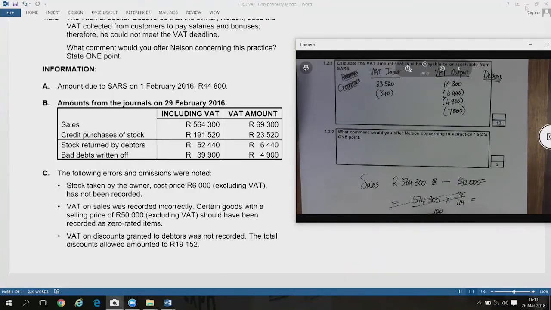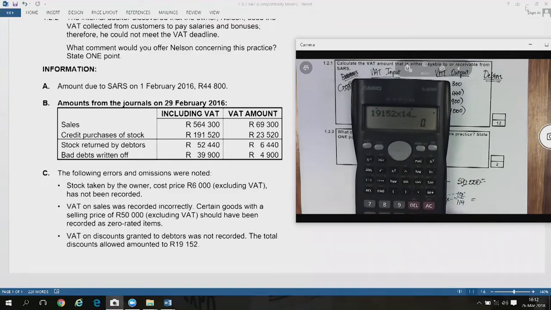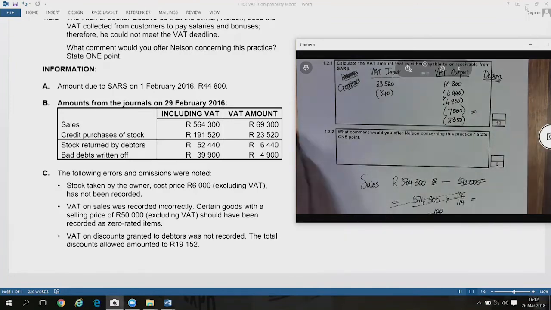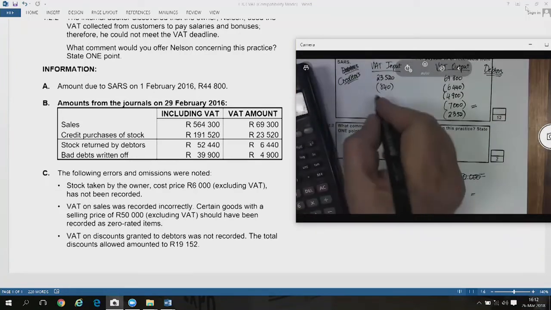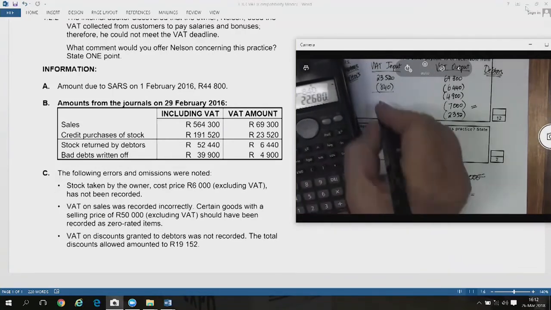VAT on discount granted to debtors. I'm still busy with the debtors, so I put my 19152 inclusive of VAT times 14 divided by 114. That gives me 2352, and I minus the 2352 there. Okay, so on this side my input is 23,520 minus 840. That gives me 22680.